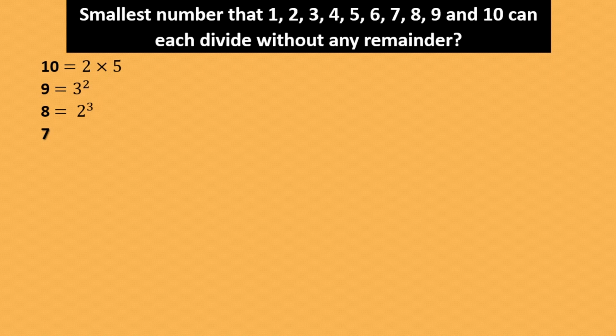Finally, 10 has 2 as its factor, but 2 already exists in 8. And since 2 raised to the power of 3 is greater than 2, this 2 is cancelled. Therefore, let's write out the remaining factors, which are 5, 9, 8, and 7. Multiply them and you will get 2520.